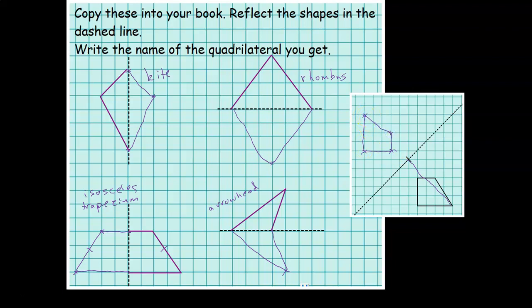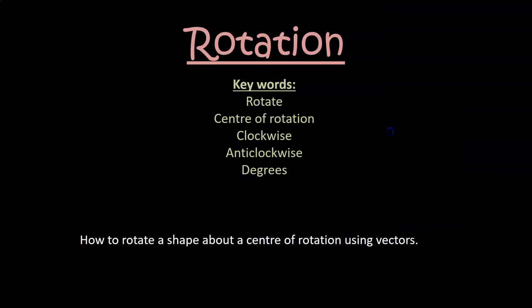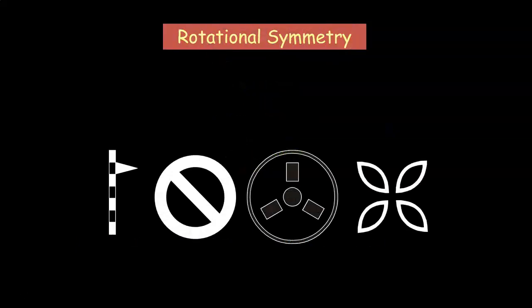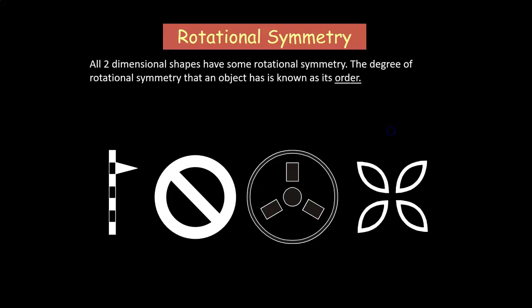They're right-angled trapeziums. Okay then, today's lesson we're going to be looking at rotation. We're going to learn how to rotate a shape about a centre of rotation using vectors. We're going to start with identifying rotational symmetry of shapes though. So all two-dimensional shapes have some rotational symmetry. The degree of rotational symmetry that an object has is known as its order. So these are the orders for all of these shapes.